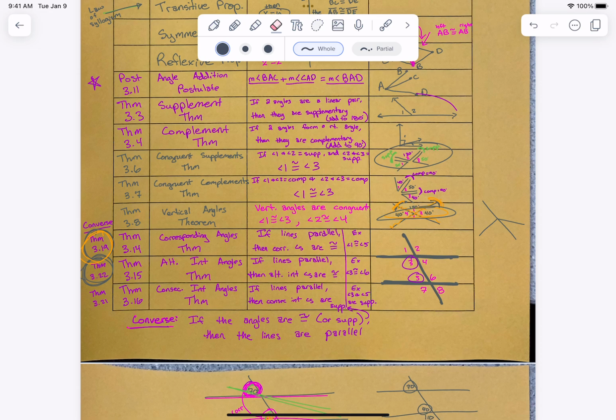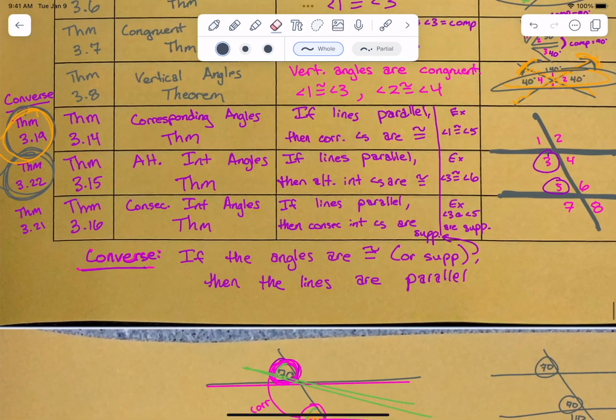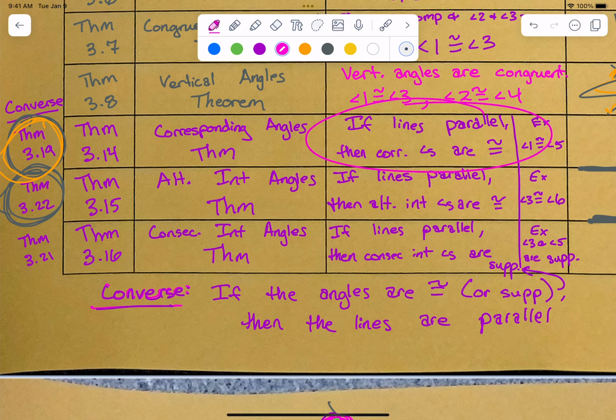All right, to the people watching this video, we just got done writing down yesterday, or whatever day you were with us last, these 5 theorems. There's 3 of them right here, and we have the corresponding, alternate interior, consecutive interior. Normally we're saying that if the lines are parallel, then the corresponding angles are the same. So that's what this guy says right here. Or if the lines are parallel, then the alternate interior ones are the same, okay?